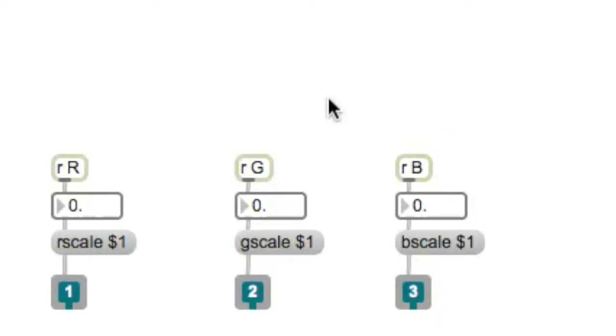In this subpatch, we can see how the R, G, and B scale of the circle visual is mapped to the buttons as they receive their 0 or 1 messages.